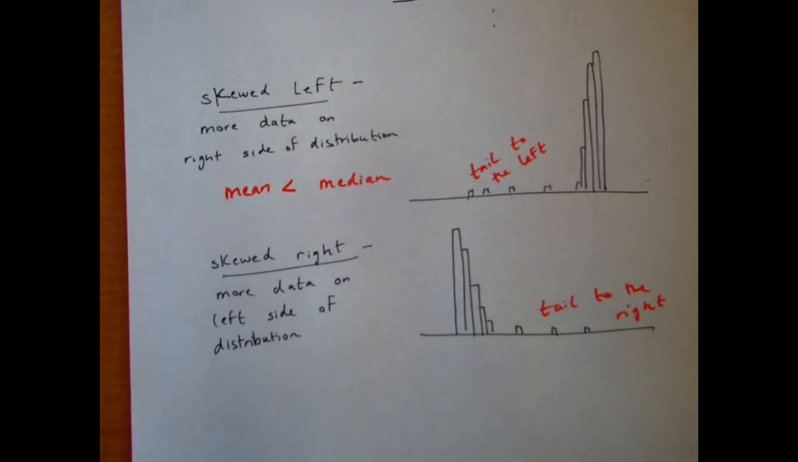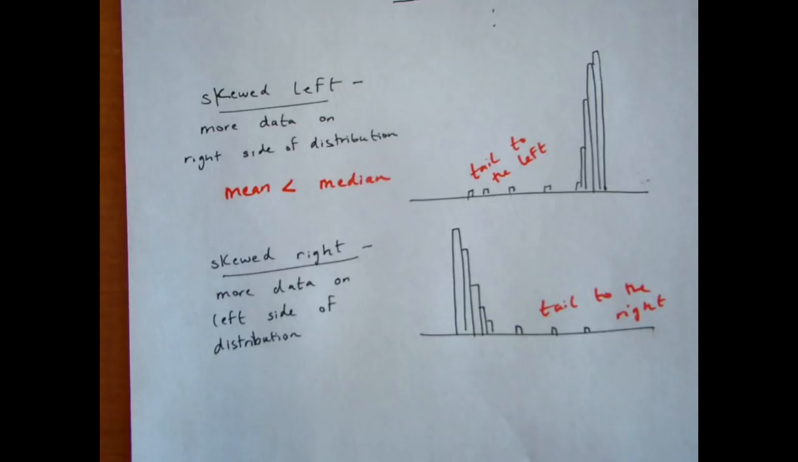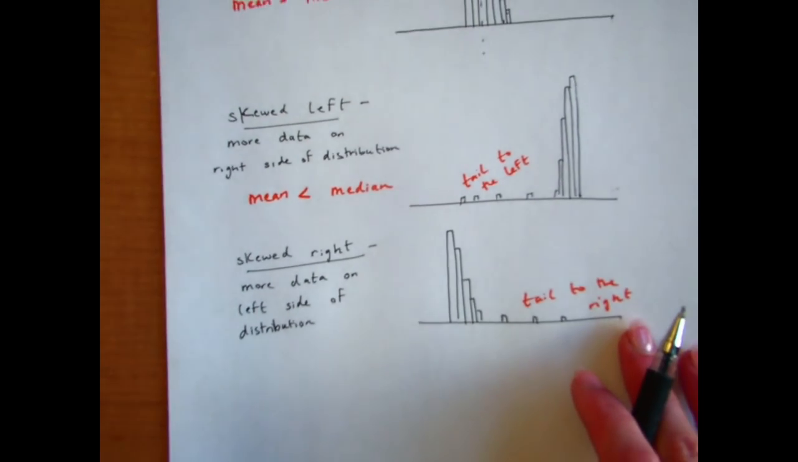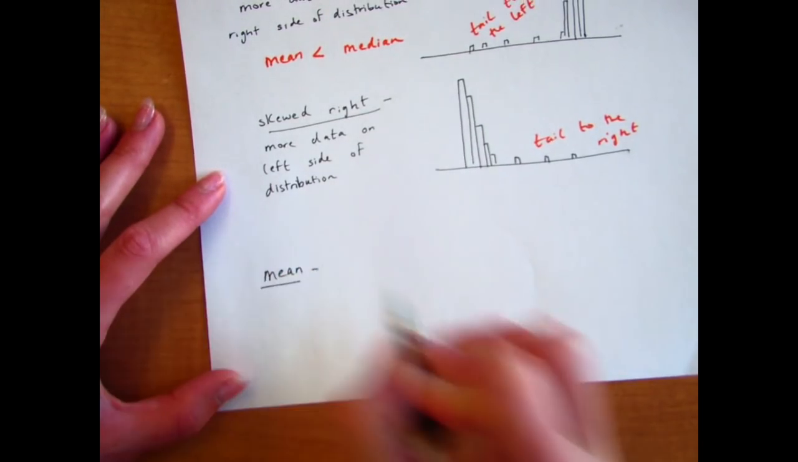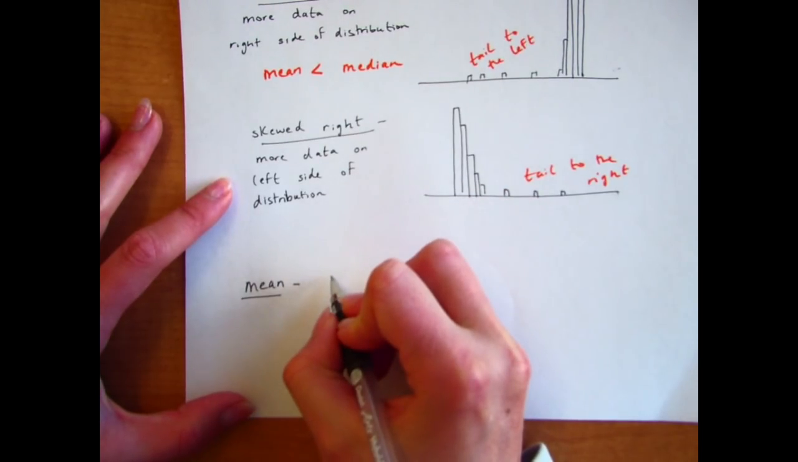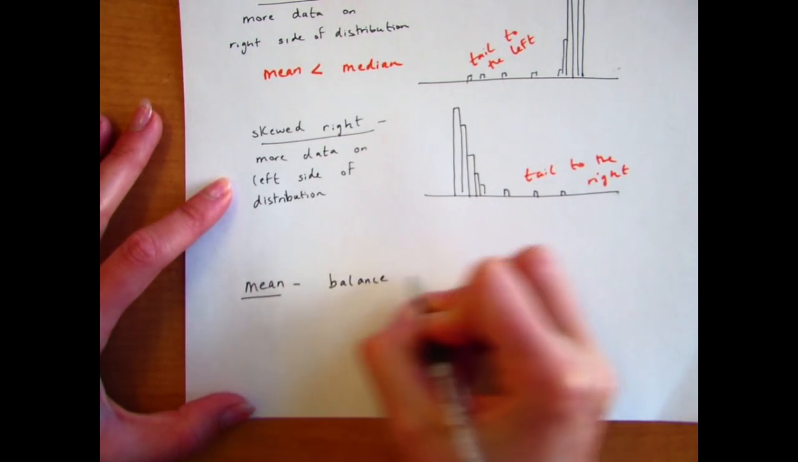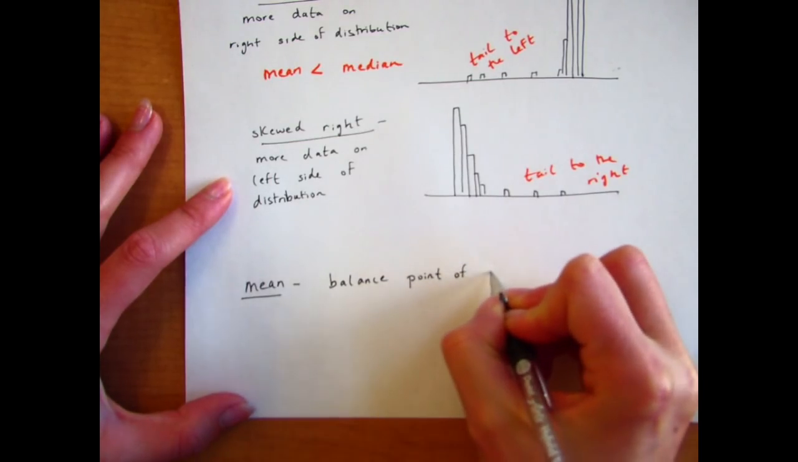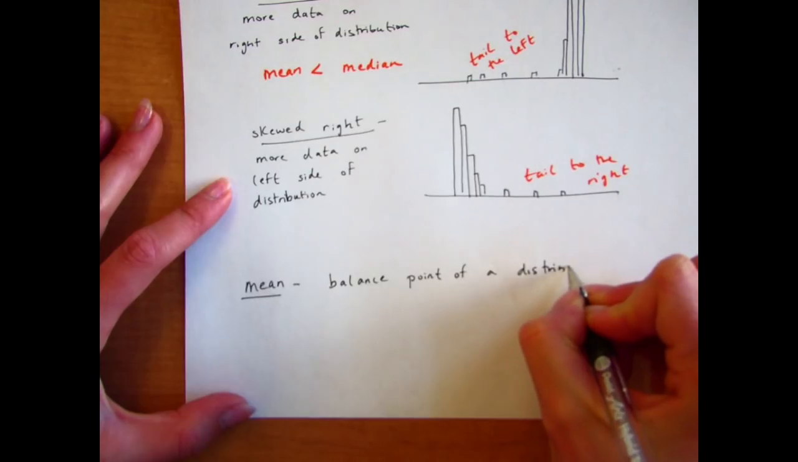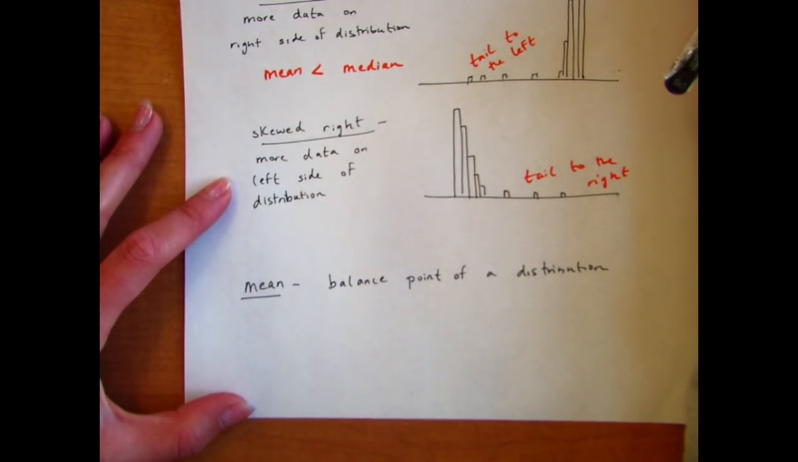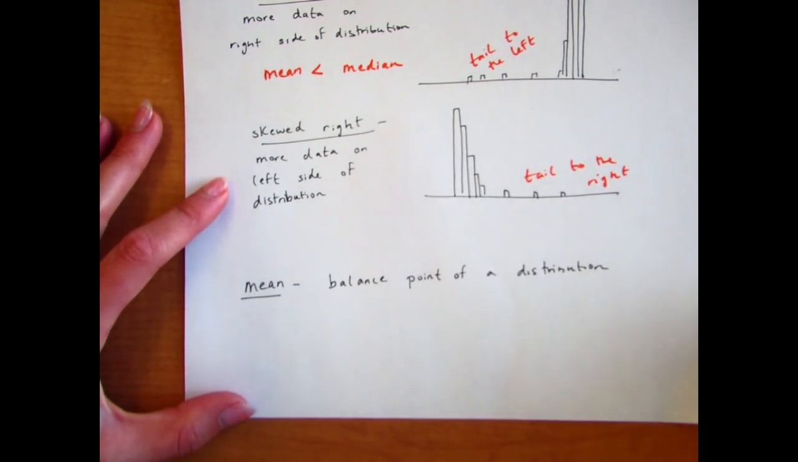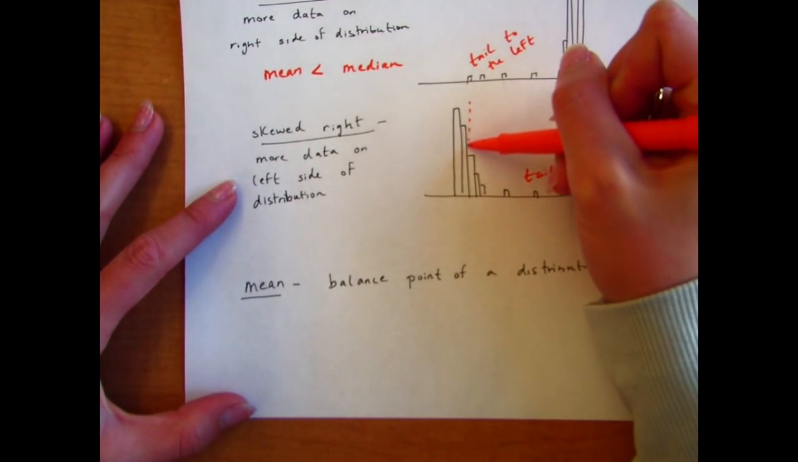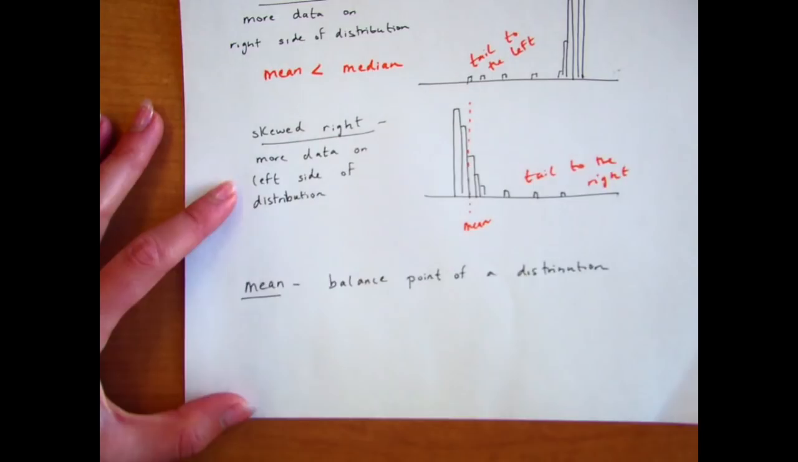The very last thing I want to think about is mean. So we're going to think about this more next week, but for now have in your notes. In statistics, we think of the mean as a balance point of a distribution. So what I mean by balance point is that the mean is the place. For example, the mean might be somewhere here in this distribution where there's an equal amount of data on the left side and the right side. So it's like the balance point of the distribution.